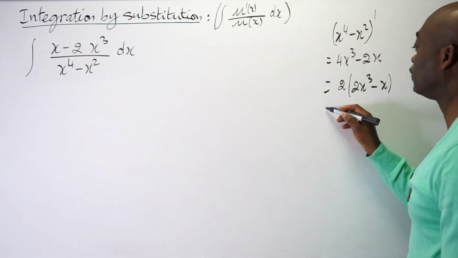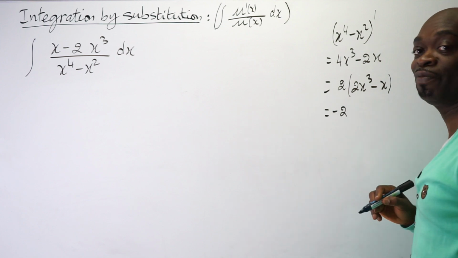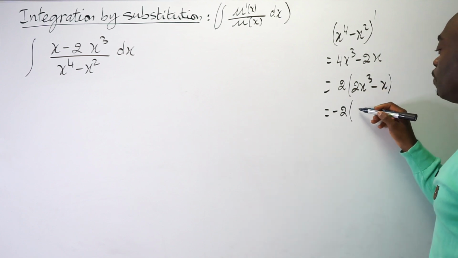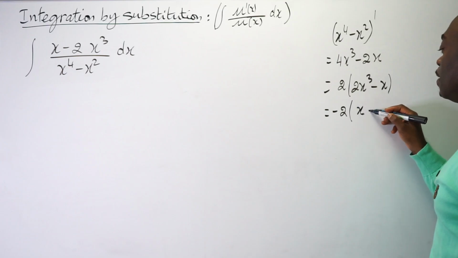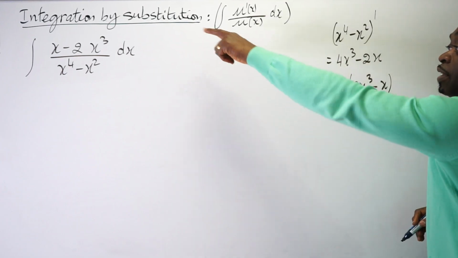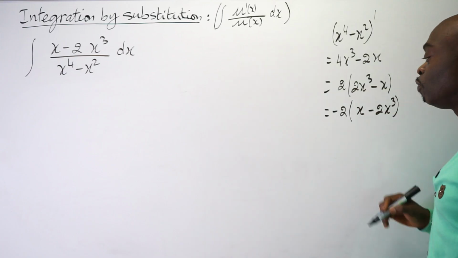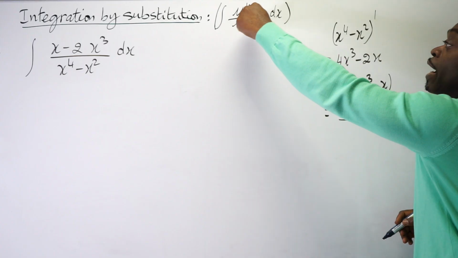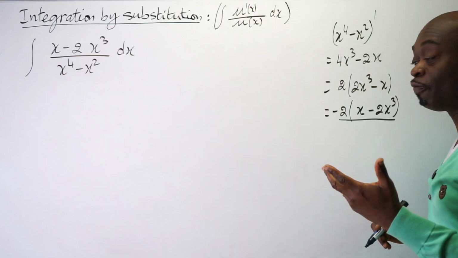So what can we do? We take the negative sign out. Once we take the negative sign out, we end up with positive x minus 2x to the third, which is the same thing as the one that we have at the numerator, correct? So once we have that, we are confident now that we have this format. So we can go for it.